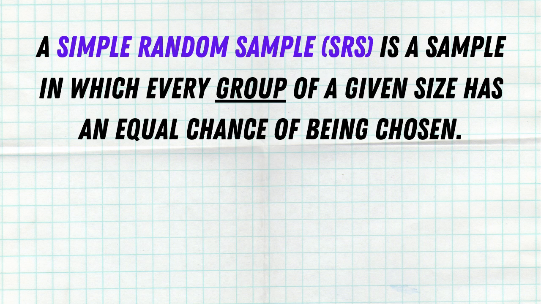The first random sampling technique is known as a simple random sample, or SRS for short. And this is actually probably the most common type of random sample that's out there. Let's talk about the definition real quick. A simple random sample is a sample in which every group of a given size has an equal chance of being chosen. This method is the basis for many types of sampling mechanisms.